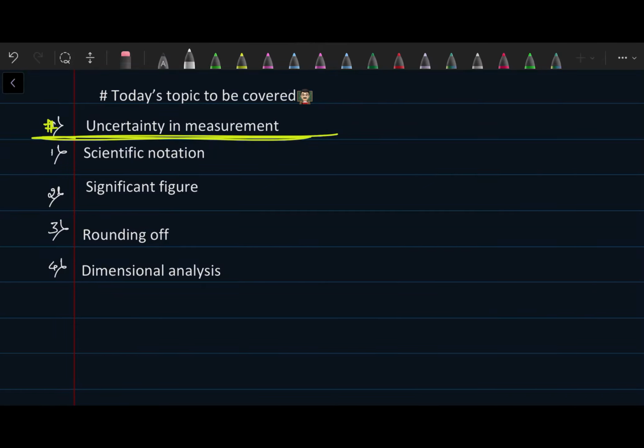Today we are going to discuss the most important basic topic, that is uncertainty in measurement. Last class we discussed the nature of matter, classification, properties of matter and their measurement, and international units. So like SI units, we have discussed all these things.